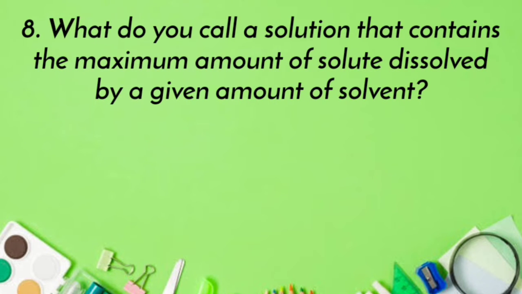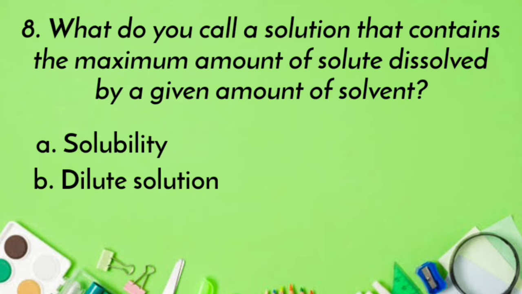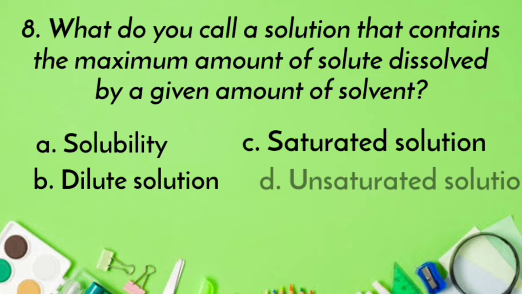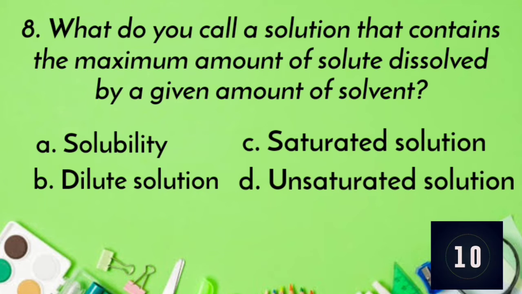Question number 8. What do you call a solution that contains the maximum amount of solute dissolved by a given amount of solvent? A. Solubility. B. Dilute solution. C. Saturated solution. Or letter D. Unsaturated solution.